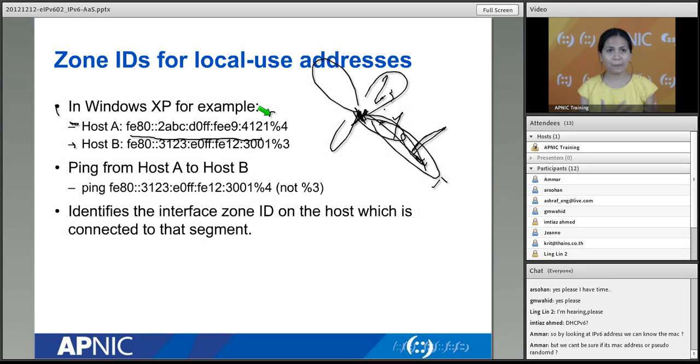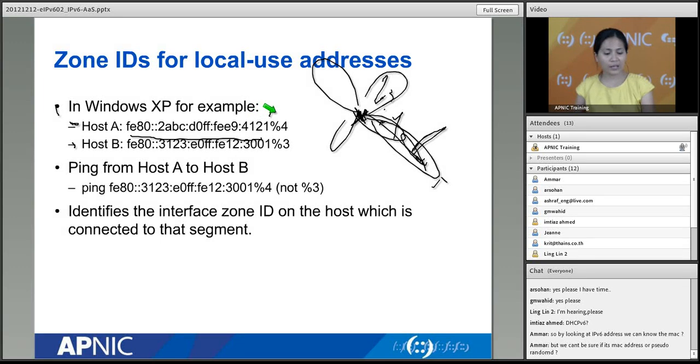So if I'm machine A and I assign percent 4 for this link, then machine B doesn't have an idea that it should refer to a percent for the zone ID. Okay, it will assign its own zone ID for the same link. So it's only valid within that machine.